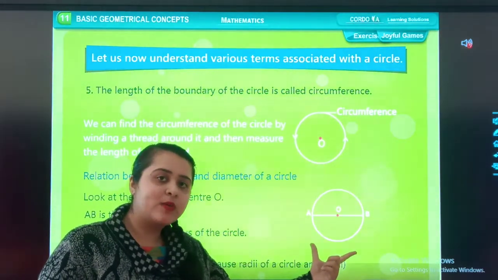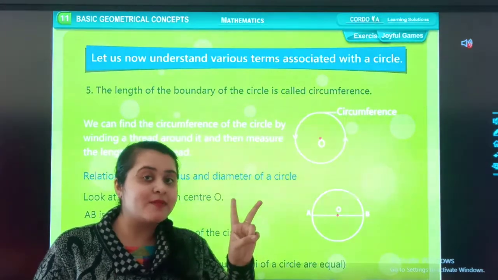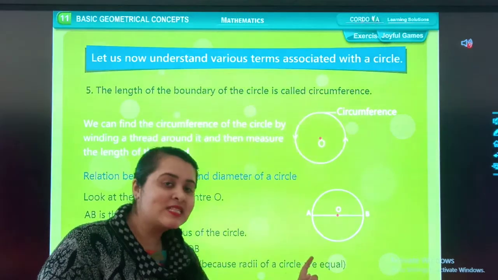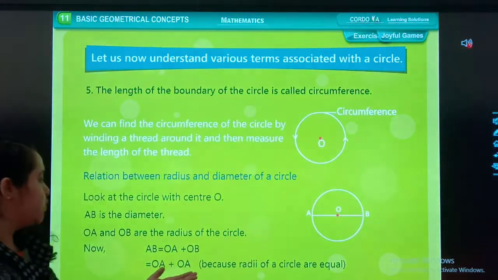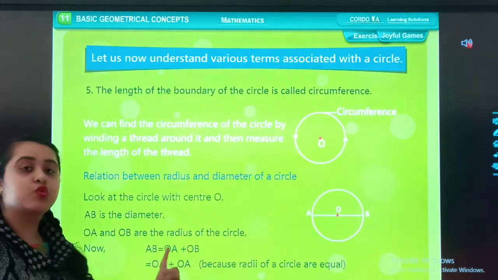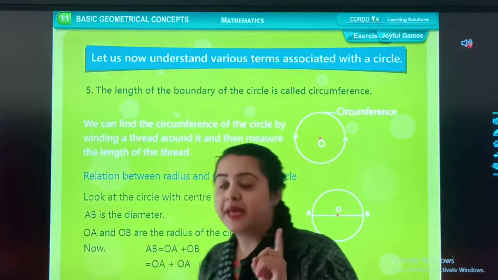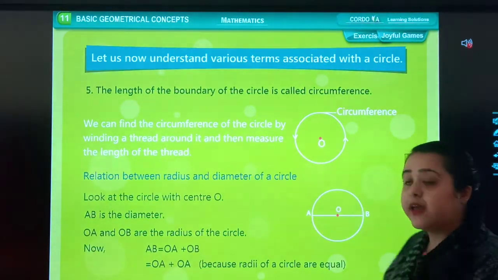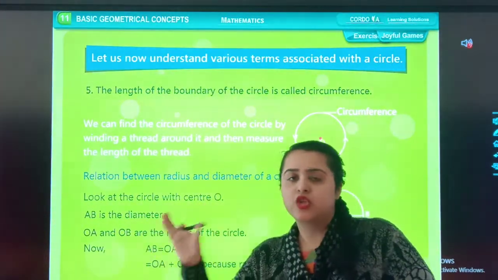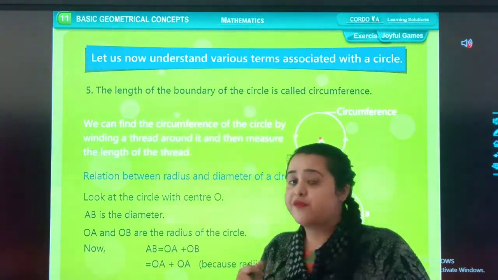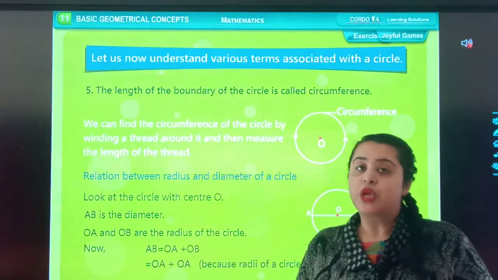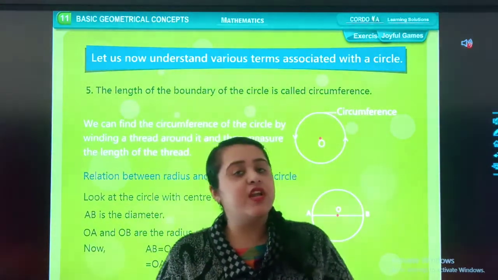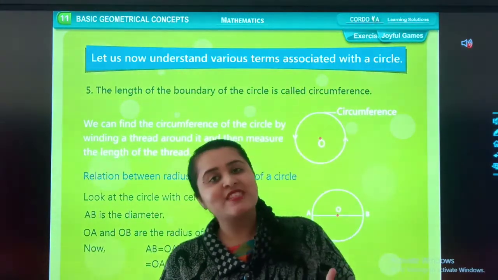Okay. Can I say this way that AB कौन सी दो रेडियस से बना हुआ है? AB equals OA plus OB, because the radii of the circle are equal. OA और OB दोनों की वैल्यू सेम ही होगी. So if I wish, मैं OB को OA भी लिख सकती हूँ. For example, अगर मेरा OA 5 सेंटीमीटर होगा तो बट naturally OB भी मेरा क्या होगा? 5 सेंटीमीटर.